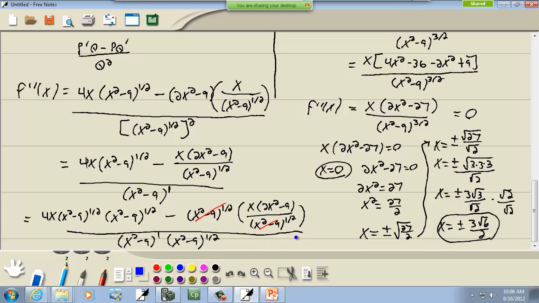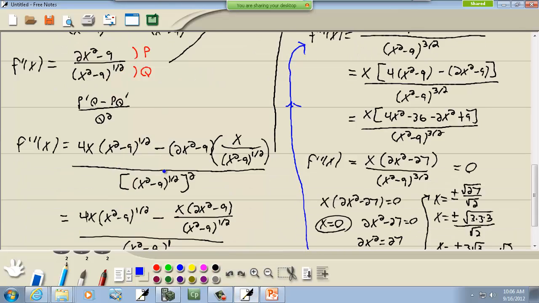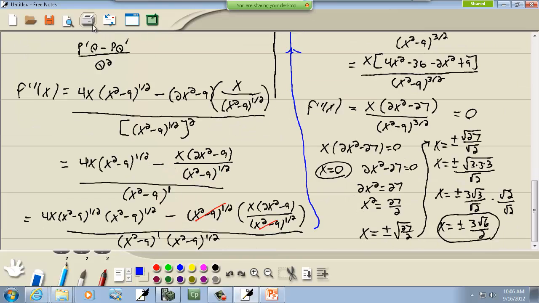And I didn't draw my line here in case you're printing these out. So let me draw a line where I'm continuing. So that continues right there. And that's the end of that problem. So let me save that page.